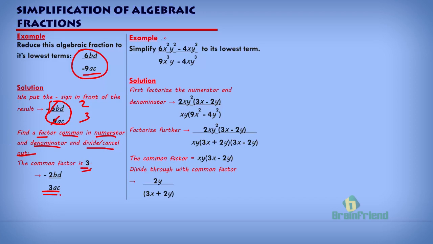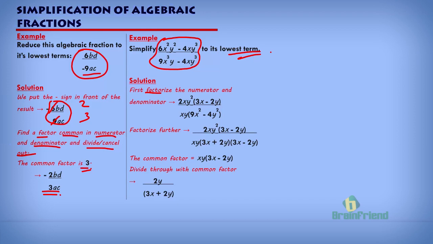Let's take something more complex. Now, if you were asked to simplify 6x squared y squared minus 4xy cubed all over 9x cubed y minus 4xy cubed to its lowest terms, how would you go about doing that? Reminding ourselves of the steps we learned earlier, we said the first thing to do is to do what? Factorize the numerator and the denominator. So let's go ahead to do that.